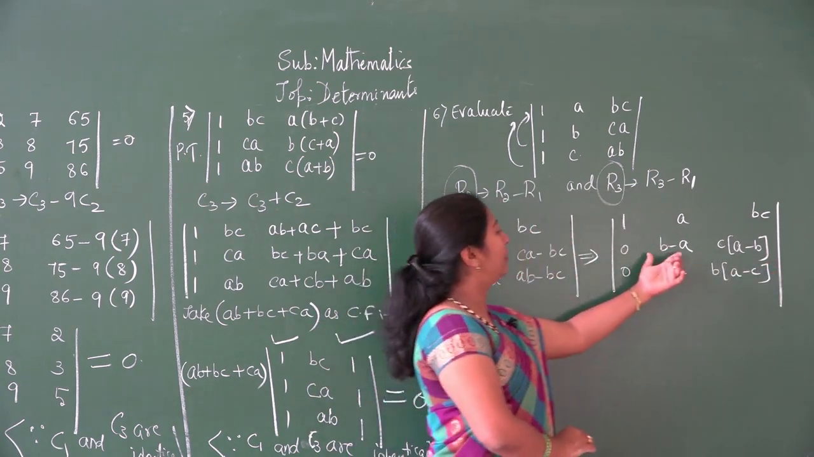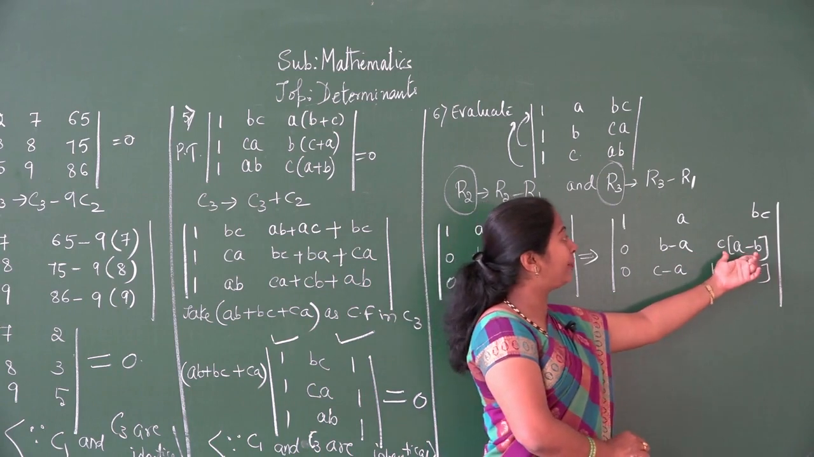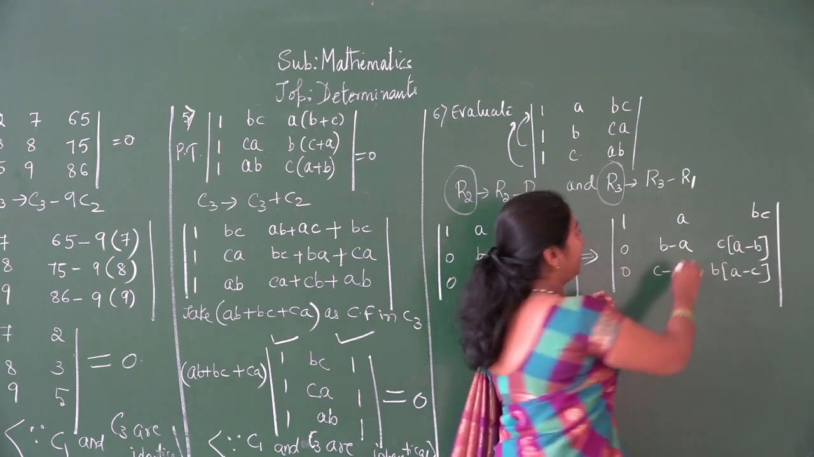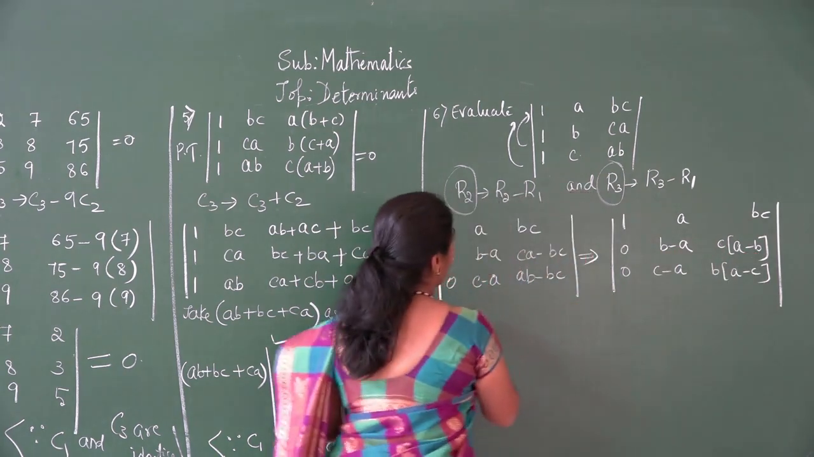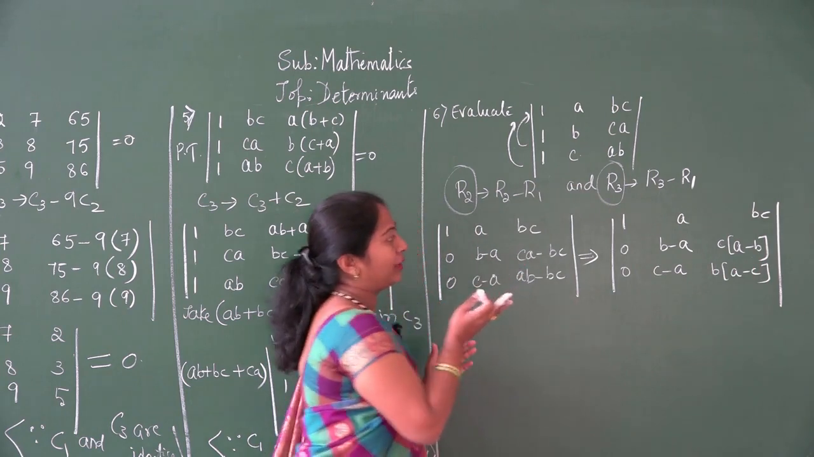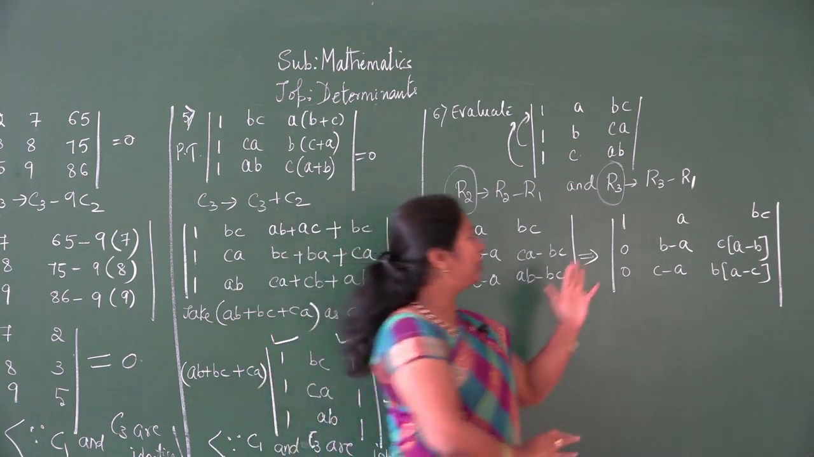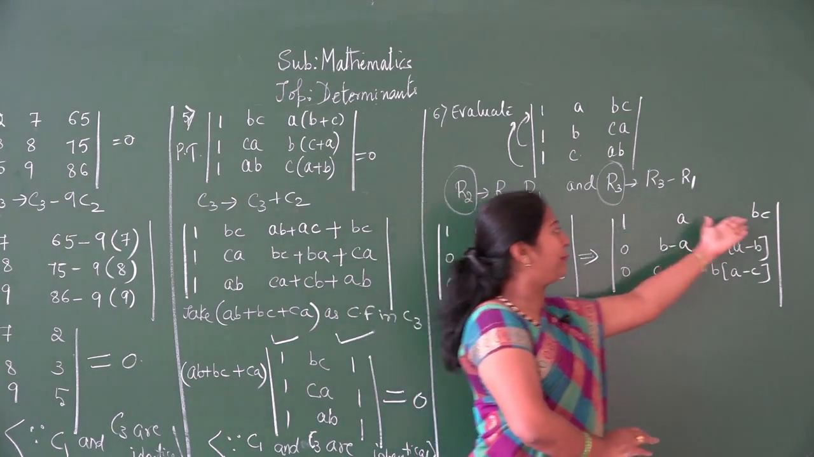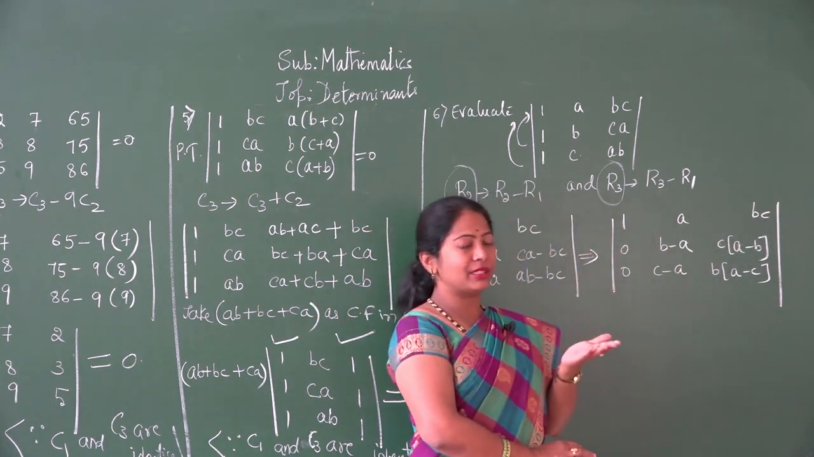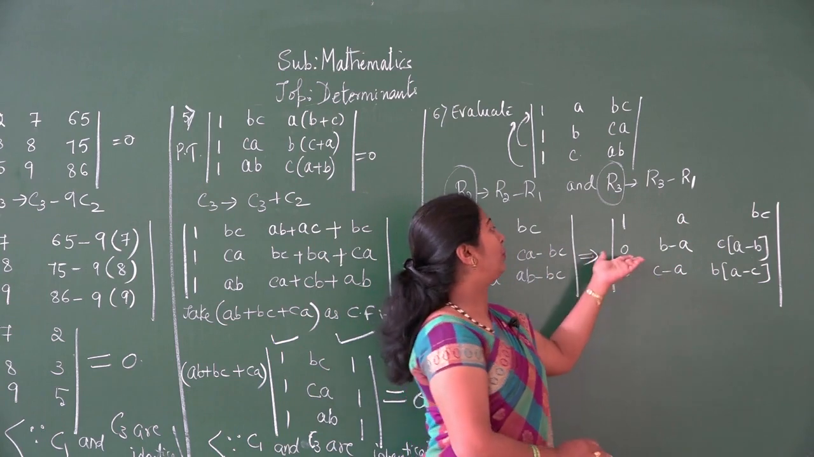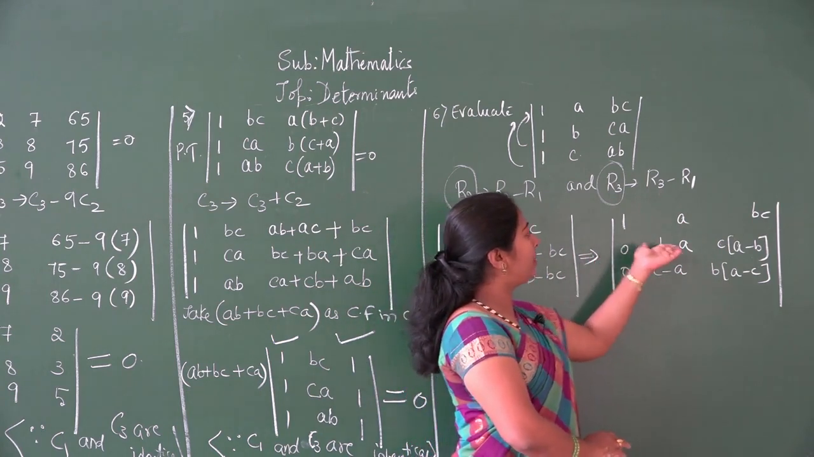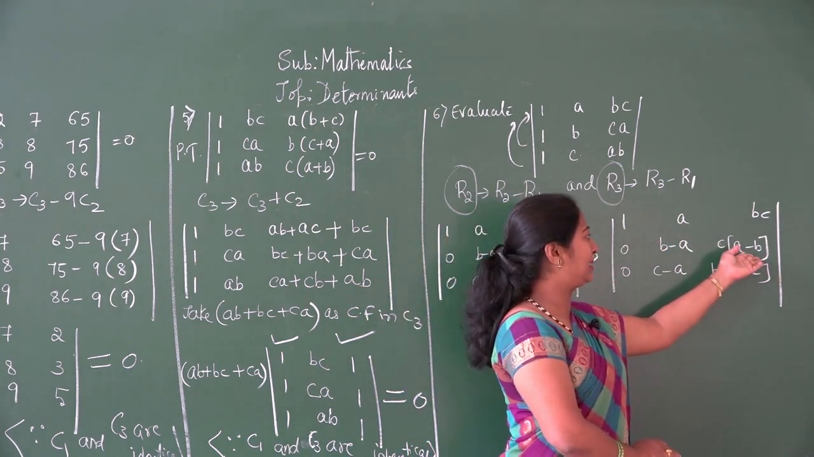What do I have here? B minus A. But what do I have here? A minus B. When you observe R1, do we have any common terms? No, we don't have any common terms. 1, A, B, C are all different terms. When you observe R2, what is R2? 0, B minus A, A minus B.